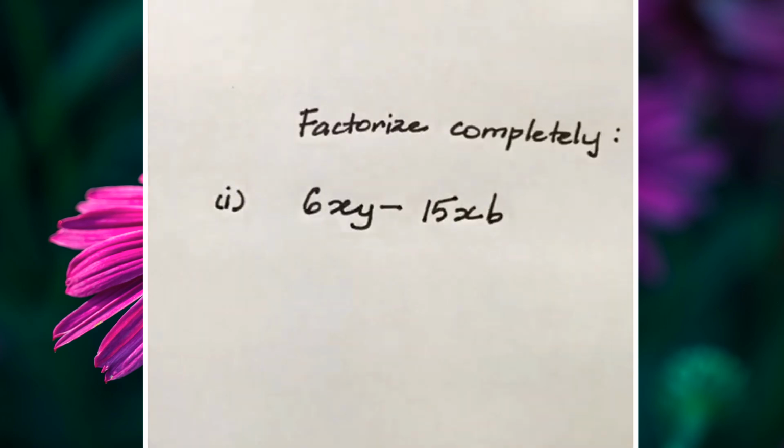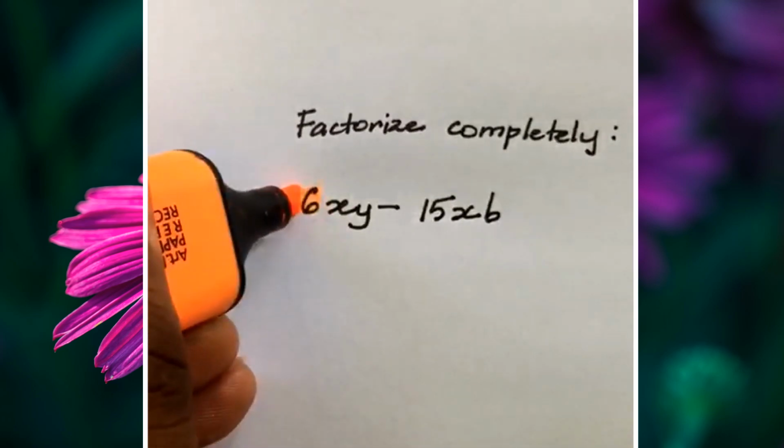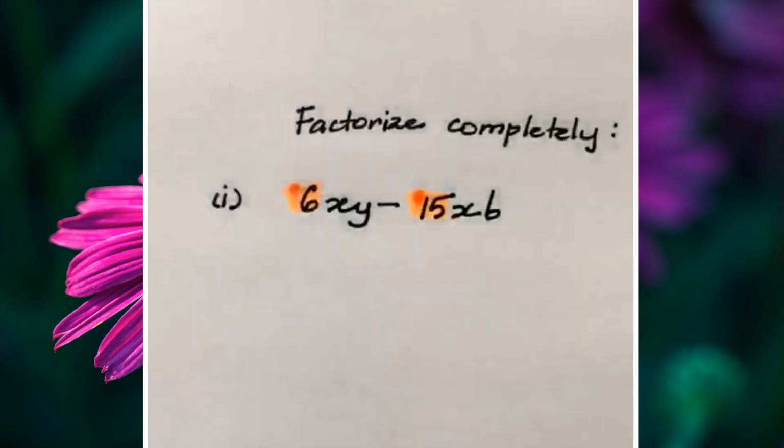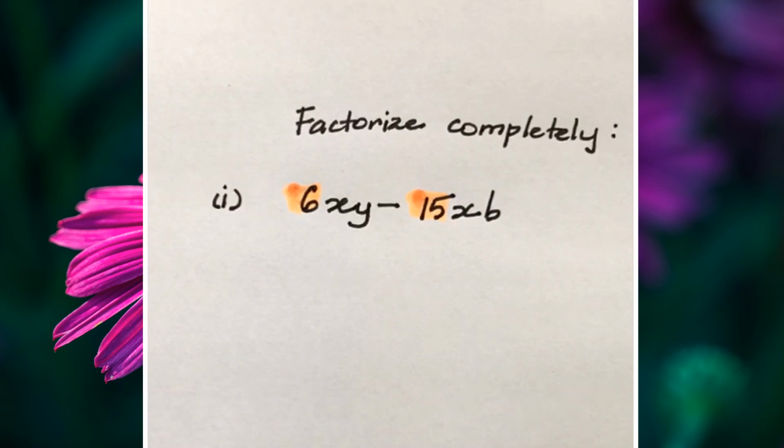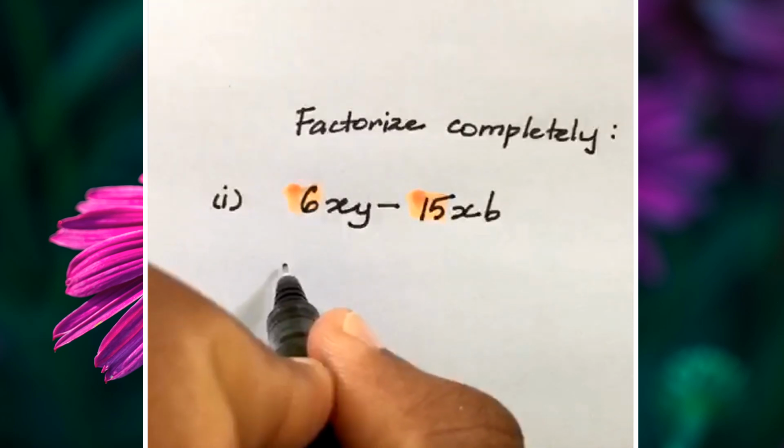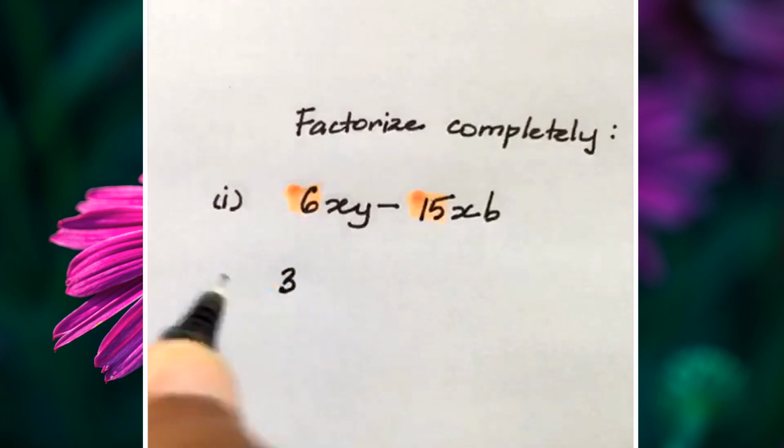I'm going to start off with the numbers first because it's easier for me that way. So I have to ask myself, what number can divide into 6 and 15 at the same time without leaving a remainder? When I check my timetable, it is 3. 3 can go into 6 and 3 can also go into 15. So the first part of the highest common factor would be 3.